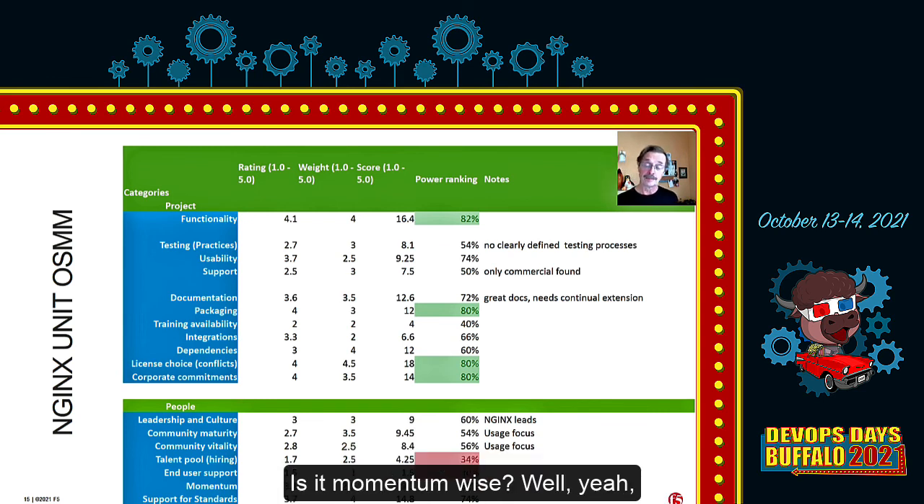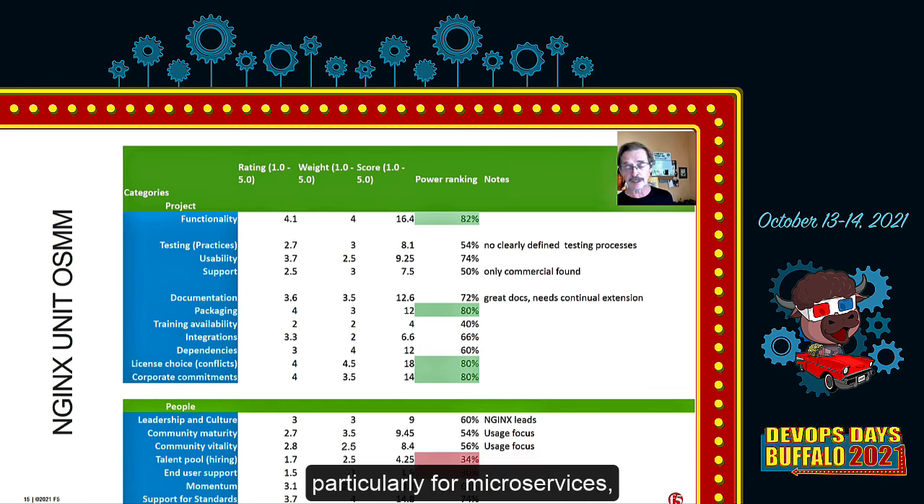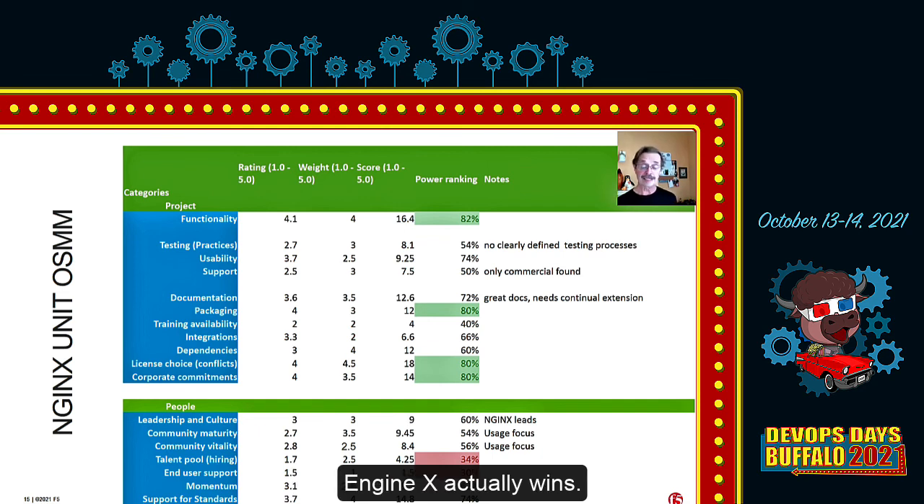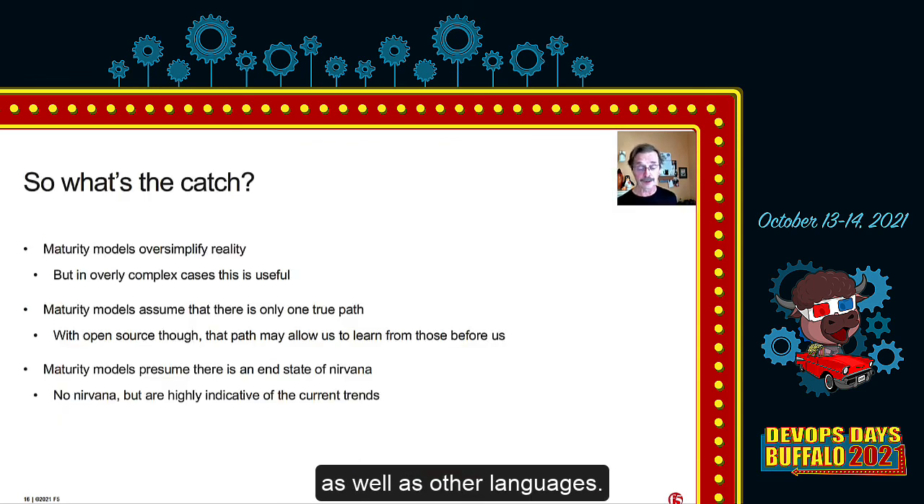Is it momentum-wise? Well, yeah, it's kind of nice knowing that the world is evolving towards app server models, particularly for microservices. They are incredibly useful here. Momentum is beginning to pick up. It's not necessarily really hot. There's not a lot of easy-to-find use cases around it, but it's there. And then support for standards. Nginx actually wins. They have a lot of support for standards as well as other languages.